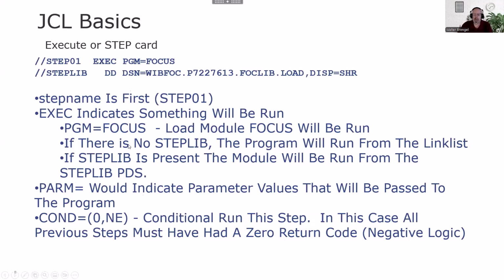This is a conditional run. So based on previous steps or executes that ran, if they match the condition, then that step will either run or not run. So in this case, all previous steps must have had a 0 return code. So they all should have run successfully.